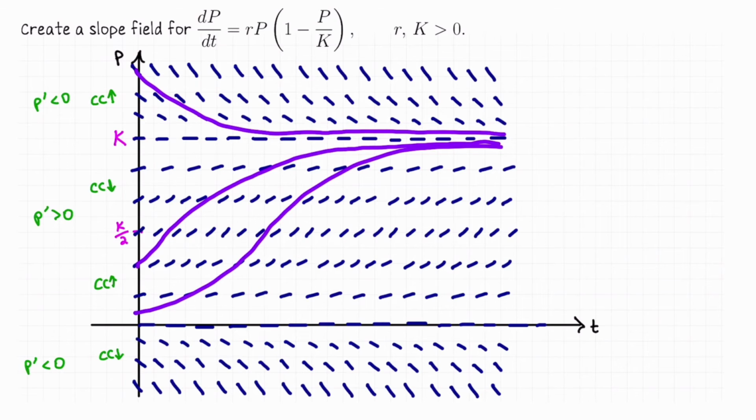Now, in reality, a real population might not behave exactly like this, but mathematically, this is what solutions to our differential equation should do. And if for some reason we had a negative population, or this differential equation modeled something that could be negative, it would go like that.